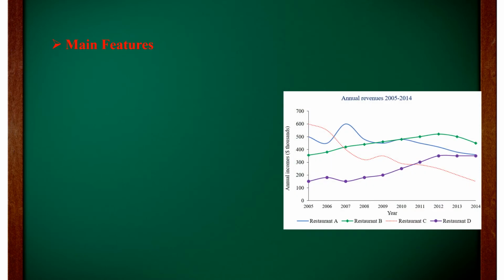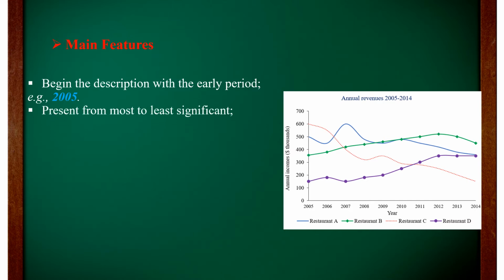Next, main feature. Here are some strategies to deal with line graph. First, you should begin the description with the early period. In the exercise, I first kick off the description with the year 2005. Second, you should present data from most to least significant orderly. In the exercise in 2005, I may go through restaurant C, A, B, and D serially.